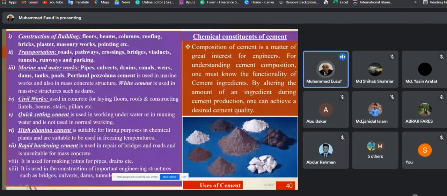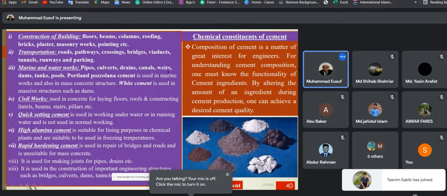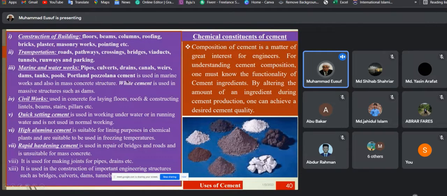And in transportation: roads, pathways, crossing bridges, viaducts, pipes, tunnels, runways, and parking. And waterworks: pipes, culverts, drains, canals, piers, dams, tanks, pools, Portland.